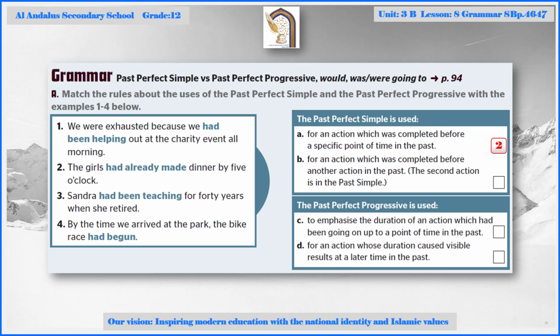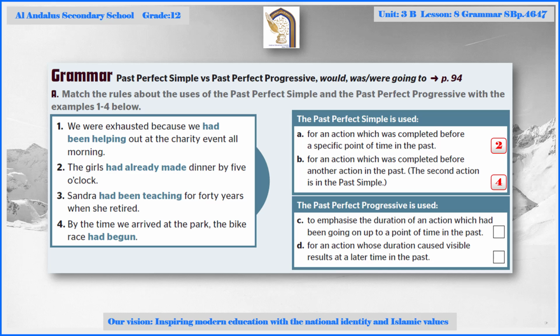The second use is for an action which was completed before another action in the past. The second action is in the past simple. The matching sentence is number 4. By the time we arrived at the park, the bike race had begun. That's right. Now please, let's move on to the rules and examples of the past perfect progressive tense.